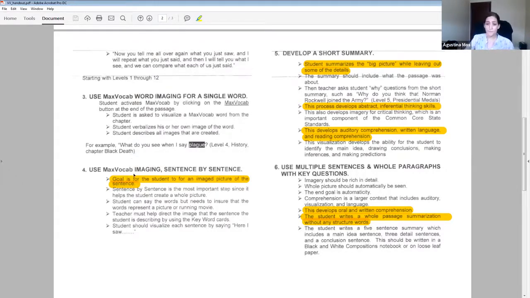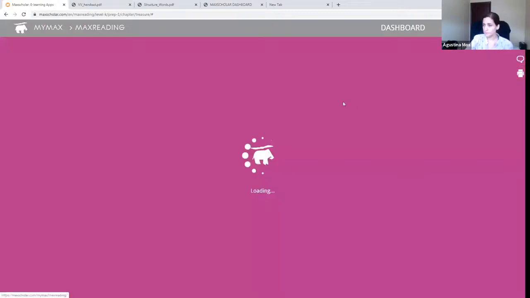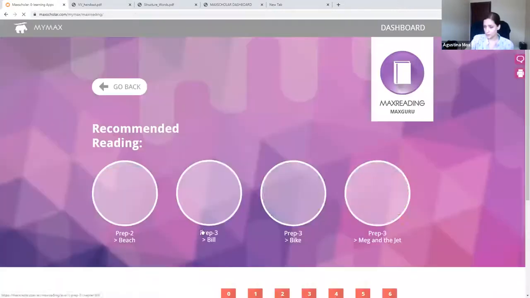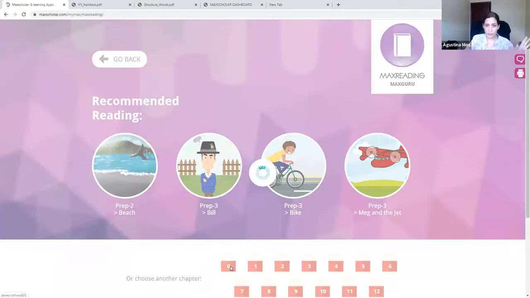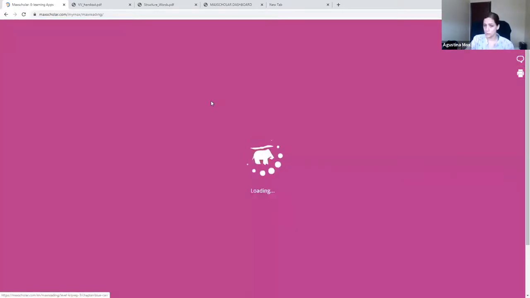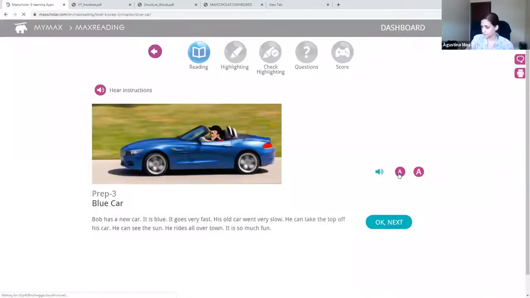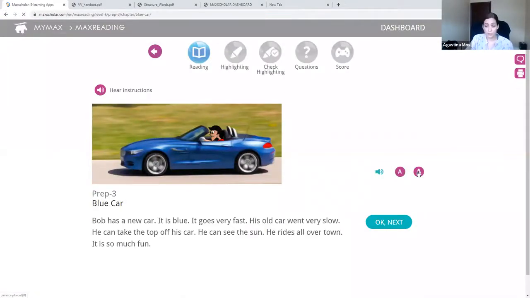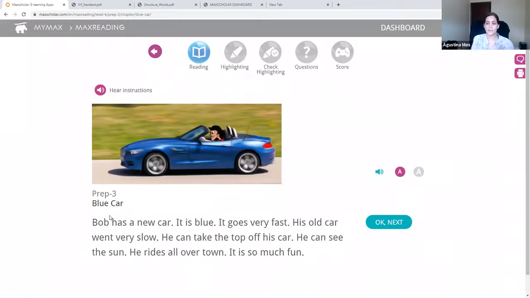Then we move to step 4, which would be visualizing sentence by sentence. So when we get to, for example, let me go back to Max Reading. Okay, and we go to level 0. As you know, prep 1 and prep 2 are just the pictures and the questions. But from prep 3 and on, we do have text. So if I do Blue Car, I have this short text and I can do sentence by sentence. Bob has a new car, it is blue, it goes very fast.